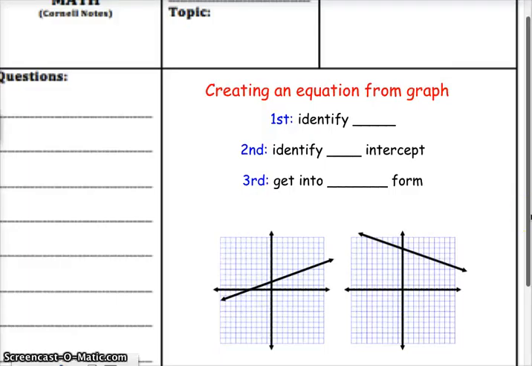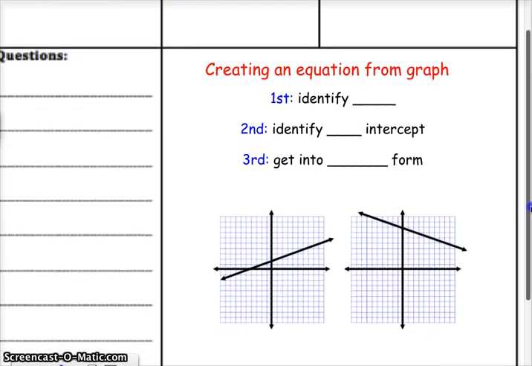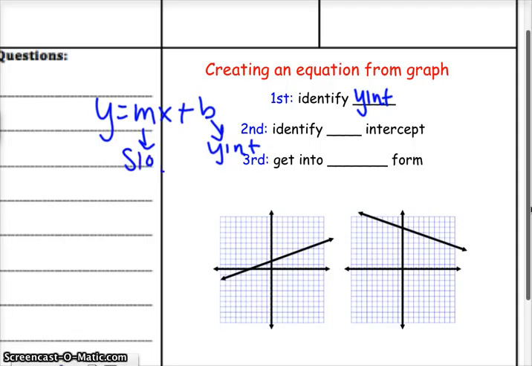Okay, the last part of 5.3, we're going to be able to create an equation given a graph. That's our main learning target today. It's create an equation given a graph or given a line. The first thing you want to do is identify the y-intercept, because again, we get everything into this form, y equals mx plus b. So to create an equation, all we need is the y-intercept and the slope, and we can make an equation.